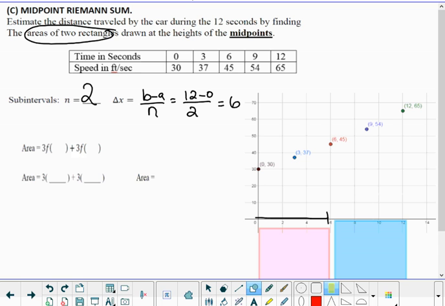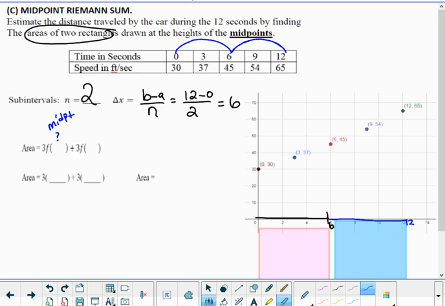I'll have till 6, and then I'll also have the next subdivision marking off at 12. So I want to take the area 3 of something. This has to be the midpoint of this subinterval. And then I need a midpoint of this subinterval. And we can see how 3 and 9 sit in the middle of 0 to 6 and 6 to 12 respectively.